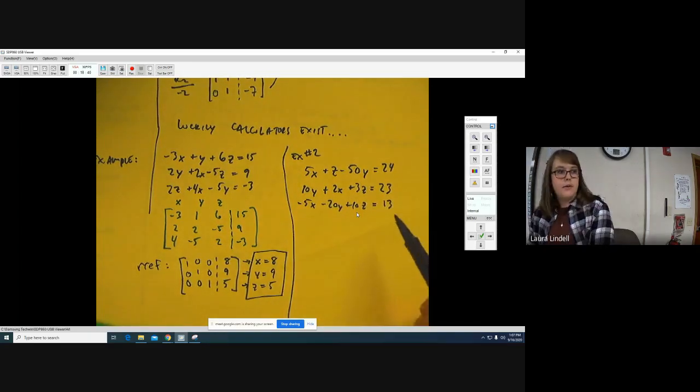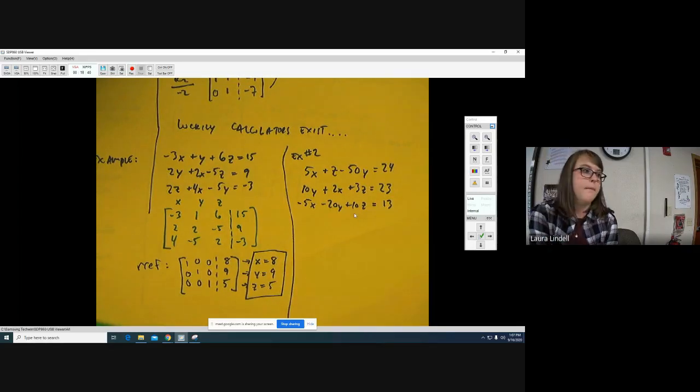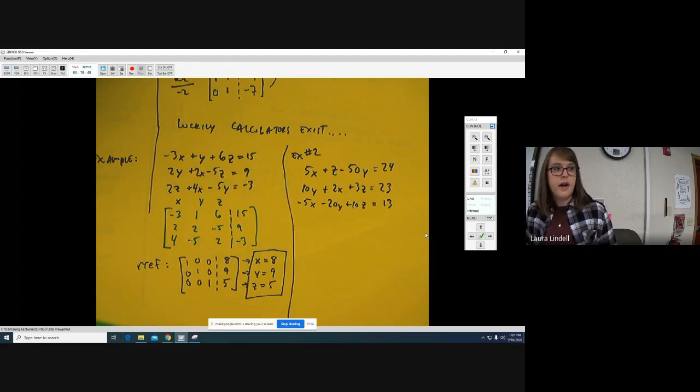So what I want you to do is put your system of equations into an augmented matrix, just like this one, and then row reduce it to find the answer. Once you think you've got it, type what you think x, y, and z are in the chat. And if you're having any issues with calculators, say something in the chat as well.